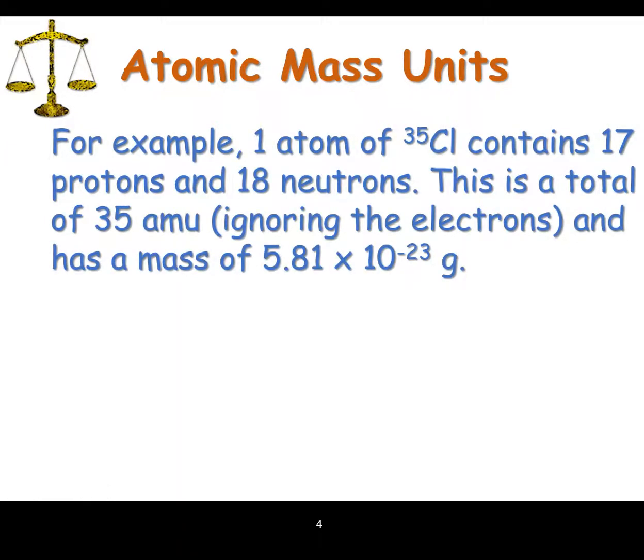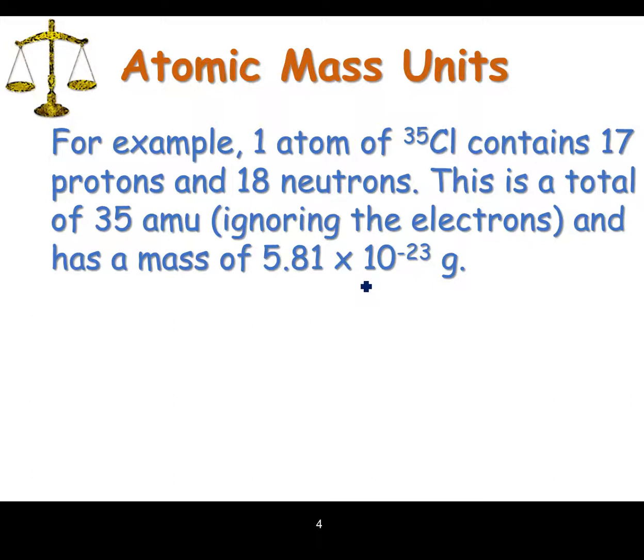So here's an example of this. Okay, we have one atom of our chlorine 35 isotope, and it contains 17 protons and 18 neutrons. So we have a total of 35 atomic mass units, since, again, electrons we don't consider. So we would have here 5.81 times 10 to the negative 23 grams. This is the actual mass.